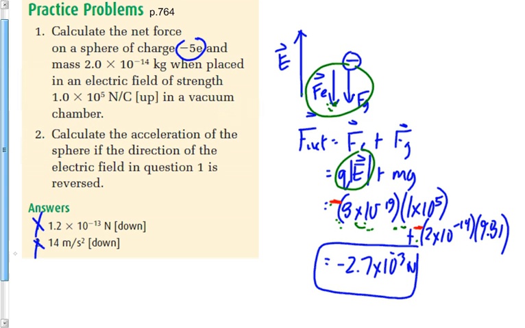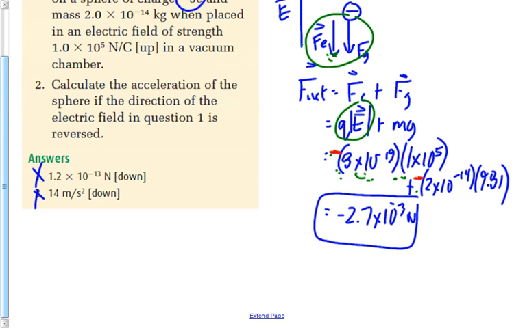Okay, let's take a look at question 2 now. This time we're reversing the direction of the electric field, so the field is going to be downwards. It's a negative particle still. That means the gravitational force is downwards and the electric force is upwards. Can we set those two forces equal to each other?